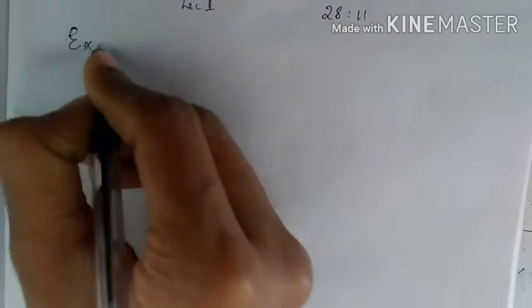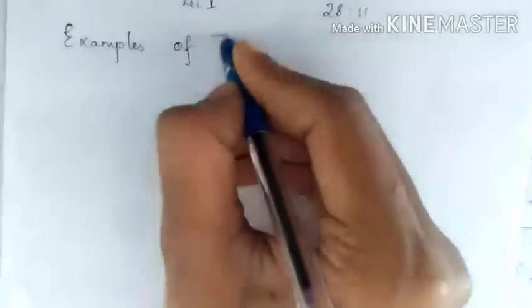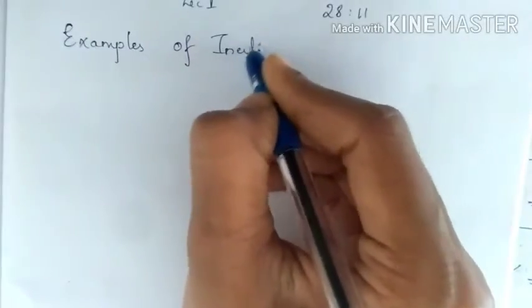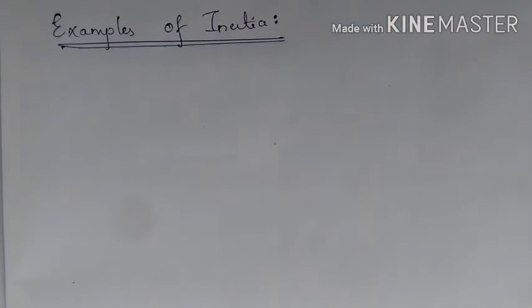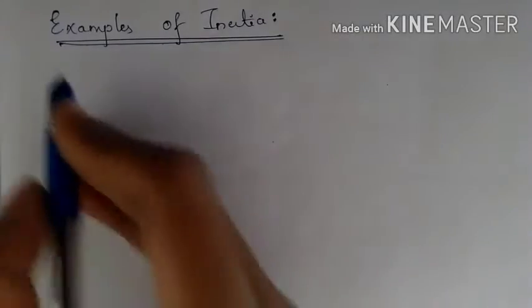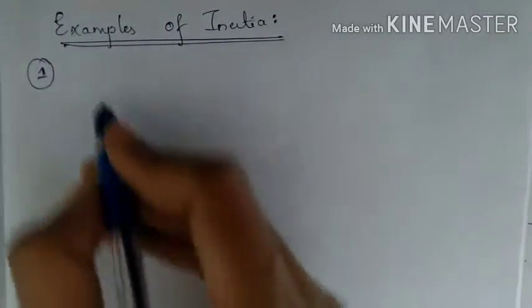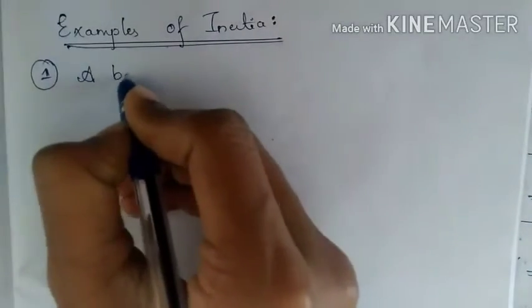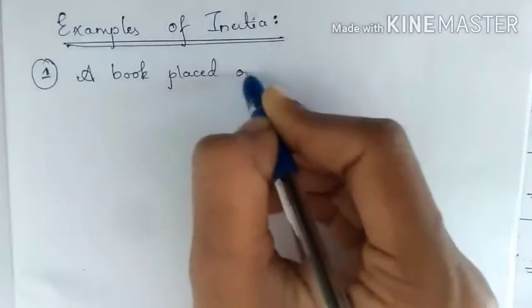So examples of inertia. These examples you will encounter in your day-to-day life. The first basic example for inertia would be a book placed on a table.